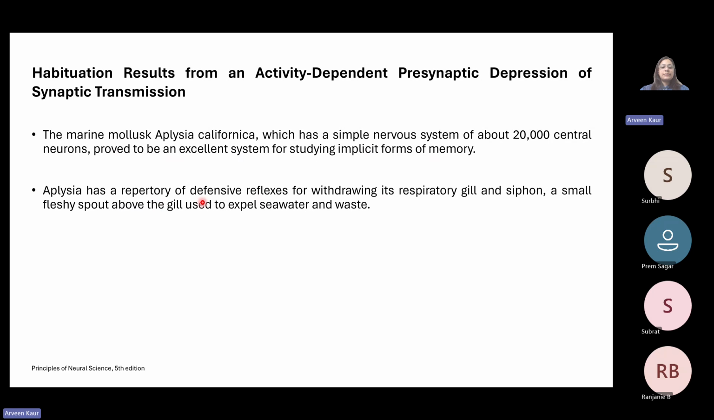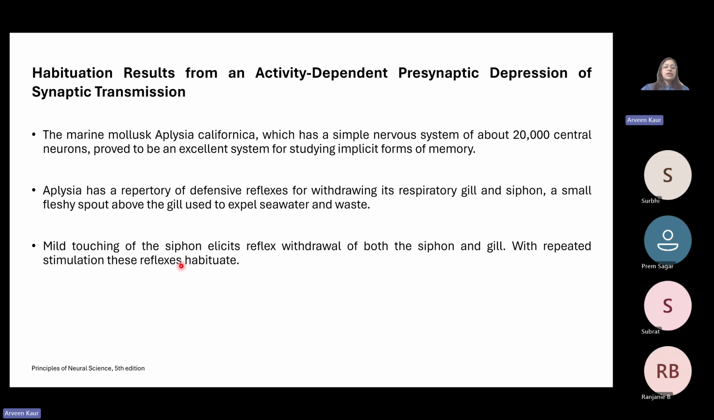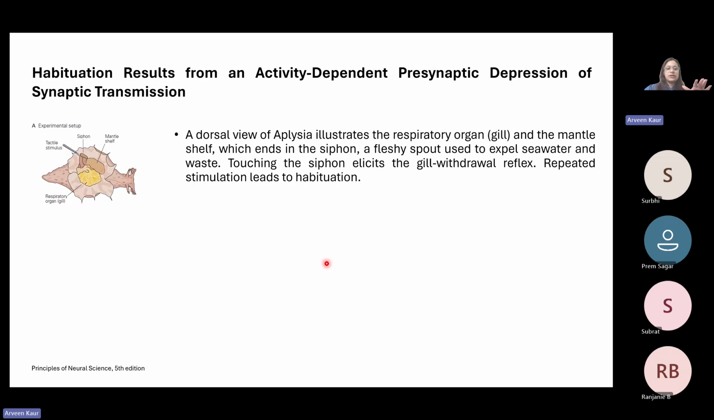Aplysia has a repertory of defensive reflexes for withdrawing its respiratory gill and siphon, a small fleshy spout above the gill, which is used to expel seawater and waste. So even if you mildly touch the siphon, it elicits reflex withdrawal of both the siphon and the gill. With repeated stimulation, these reflexes eventually stop occurring and they habituate to the situation.